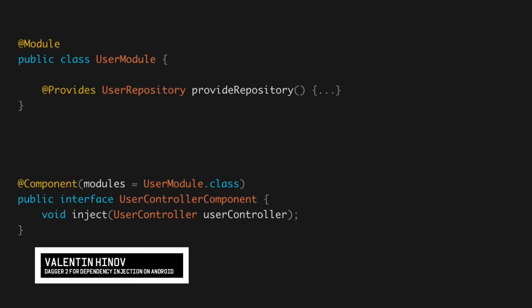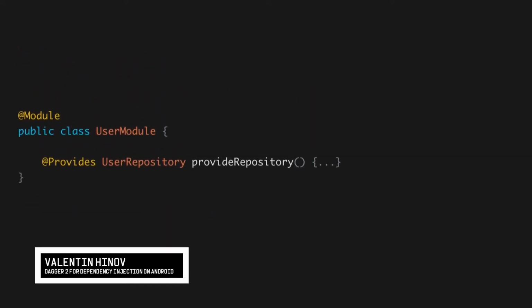And the reason this is an interface is because Dagger will create the actual user controller component, which will do all the setup for us. So again, rule of thumb: a module provides the dependencies, a component binds them. Now let's look at the module. So we know that this module needs to provide a user repository, but in order to provide a user repository, it needs the things that the user repository needs. So let's start with them.